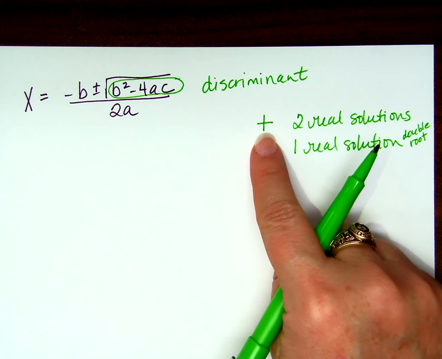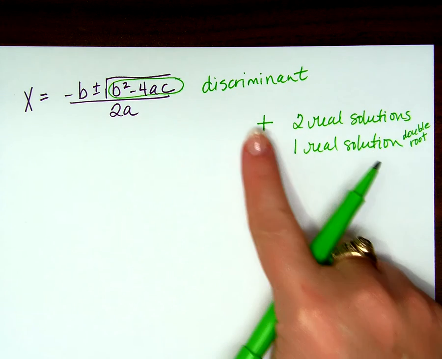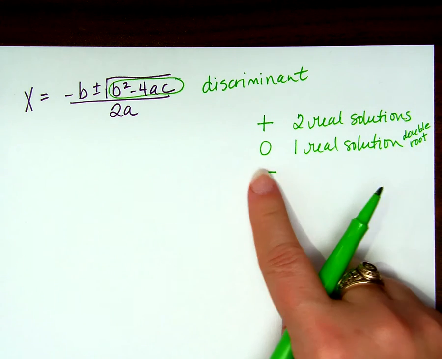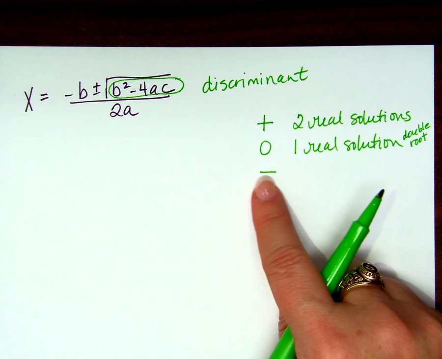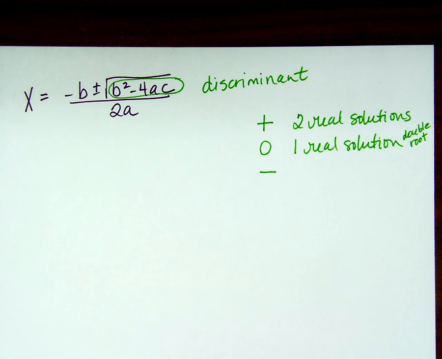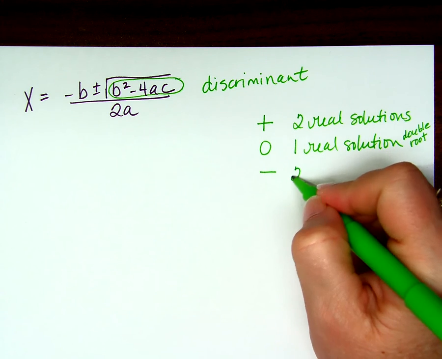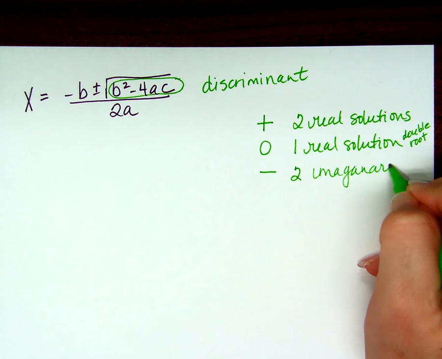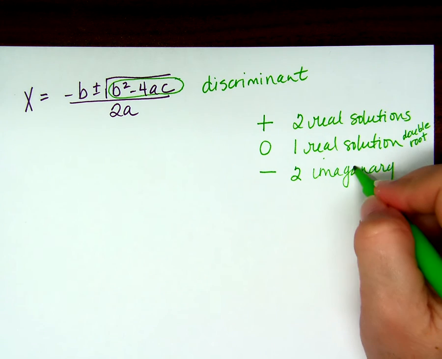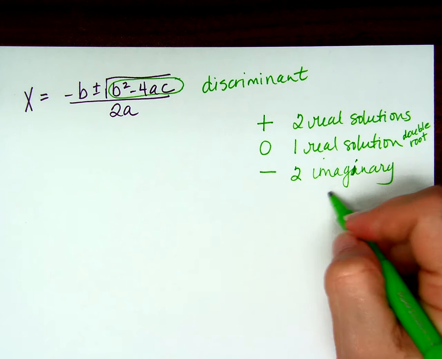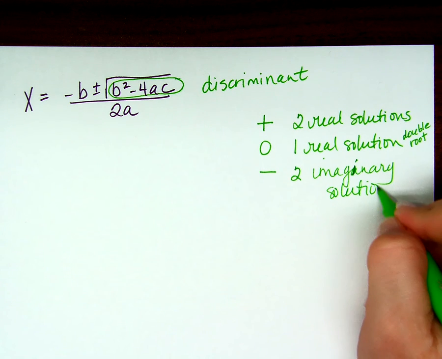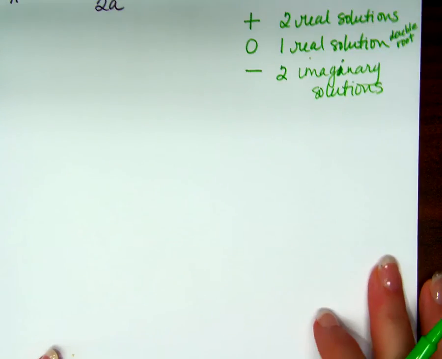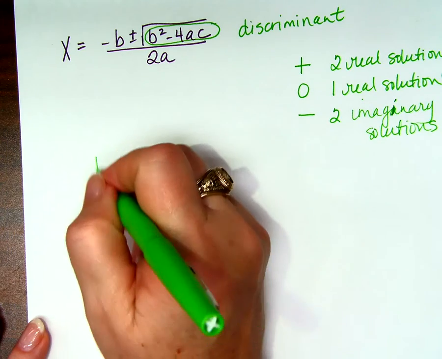Okay? So if your discriminant is positive, you're getting 2 real solutions. If your discriminant is 0, you're getting 1 real solution that's a double root. And if we have a negative discriminant, do you remember what kind of solutions we get? No real, but 2 imaginary solutions. Okay? Let's remember real quick what those graphs look like.